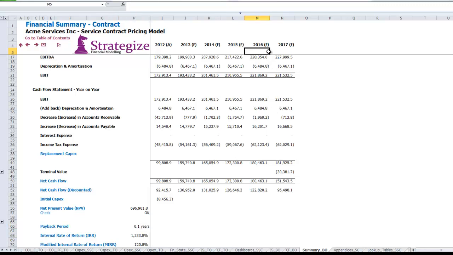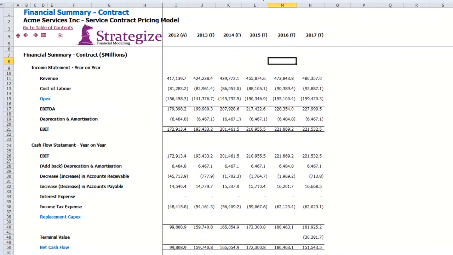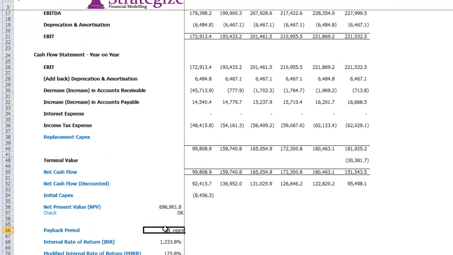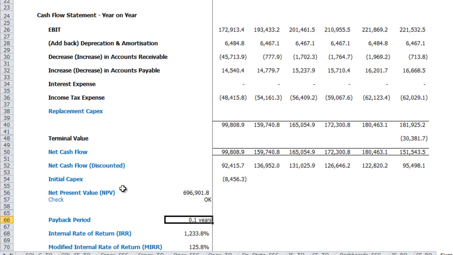One of the other important aspects that's often overlooked is the important metrics such as payback period. As we can see here, this is fine. We're getting a payback period of essentially just over a month, and also we're delivering added value to the company from servicing this contract, which is obviously important.